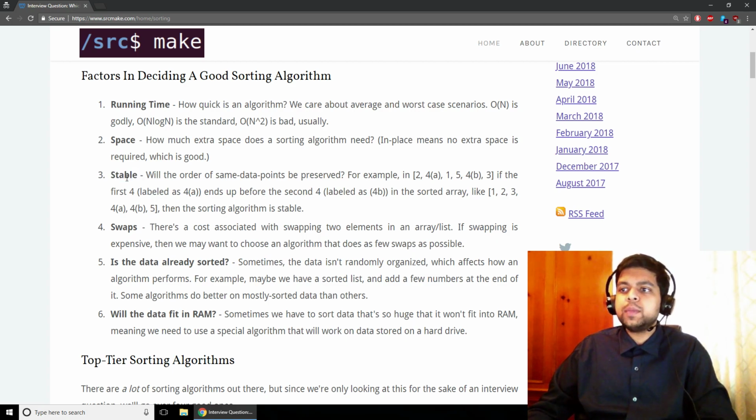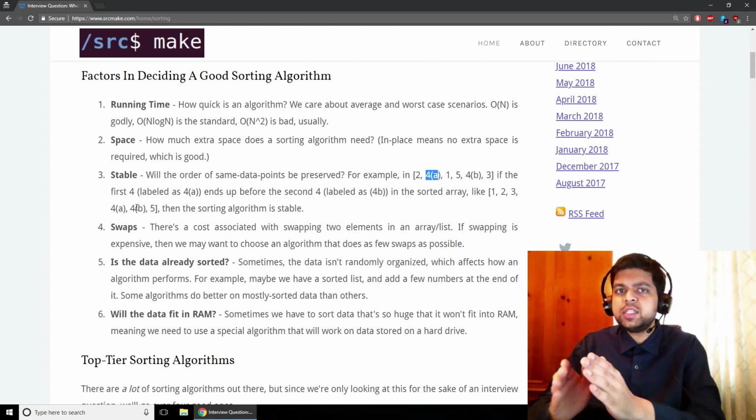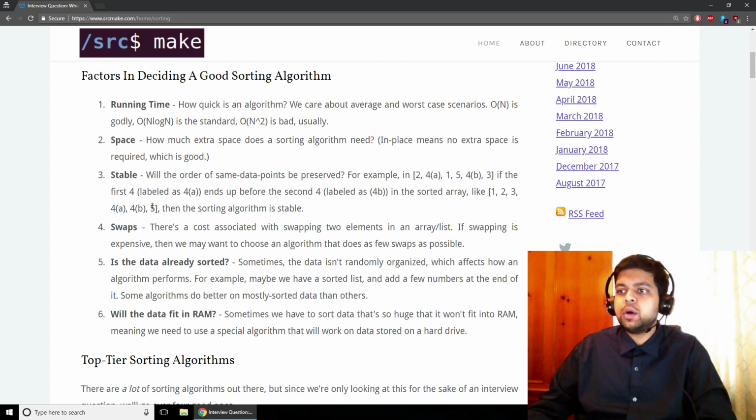The third factor is whether the algorithm is stable, which means are the same data points preserved. So for example, if we had this 2, 4, 1, 5, 4, 3 list or array of numbers, when we sort them, we expect 1, 2, 3, 4, 4, 5, because that's how it would be sorted. But you see that this first 4, which we labeled as A, would show up before the second 4, which is labeled as B. And if that happens, that means that the algorithm is stable. It just means that order is preserved. The first 4 is going to show up in the sorted array first before any other 4s.